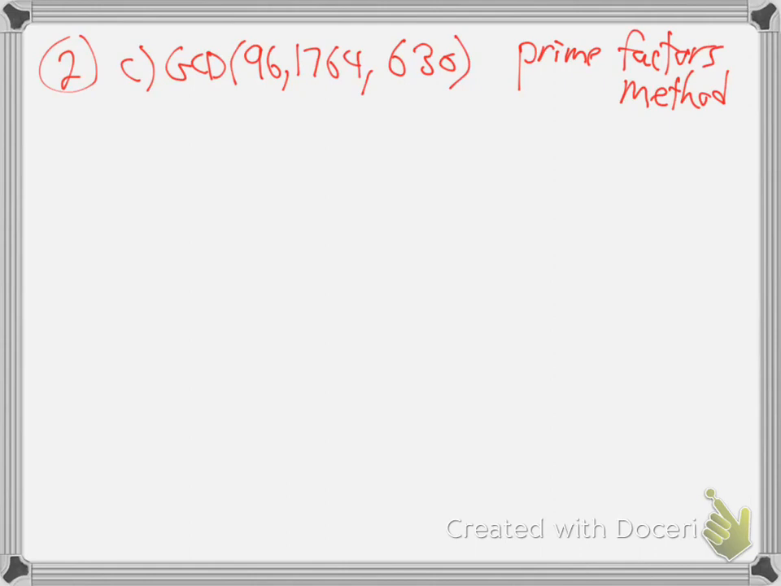So you start the same. You got to break them down to primes, right? All these methods start with that. Well, not all, but these two do. So take the 96 and break it on down. Use your calculator. Find out what the guts of a 96 are. And then take 1764. Break it on down. Find the guts of it. And then take 630 and break it on down.